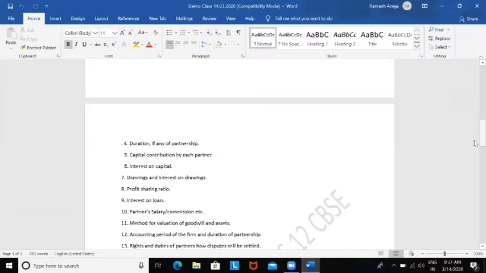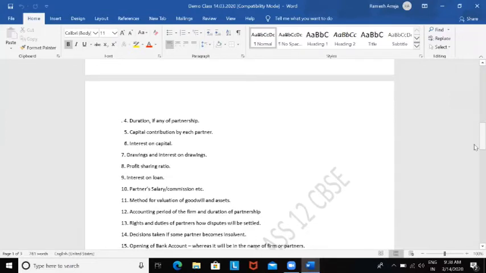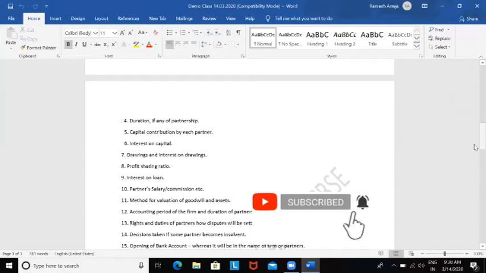Obviously, whatever profit there will be, it will be divided among the partners, and that ratio will be mentioned in the partnership deed. Next, interest on loan. Apart from capital, partners may have given some loan to the firm as well, right? So if any loan is given by the partner, what interest the firm will be paying to that partner will also be mentioned. Now partners' salaries and commission. What that means is, the partner is getting profit, the partner is getting interest on capital, the partner is also getting interest on loan if he has given any loan.